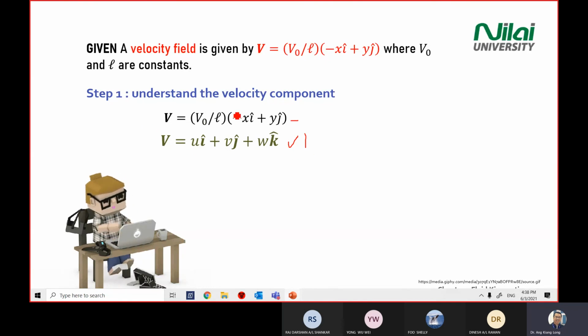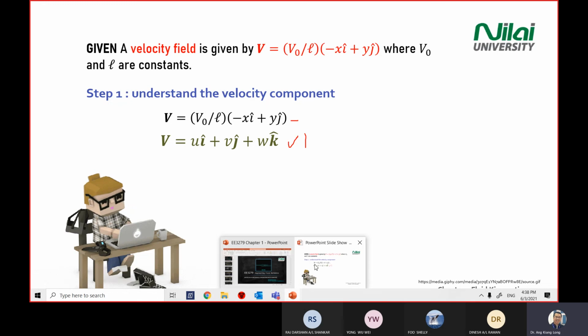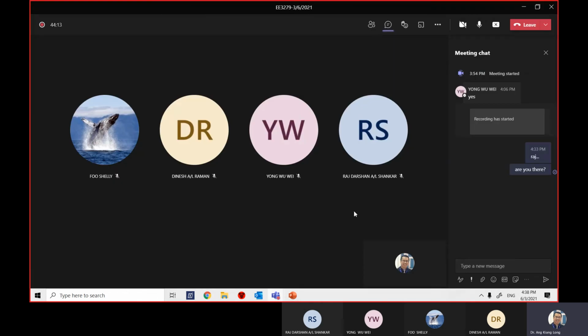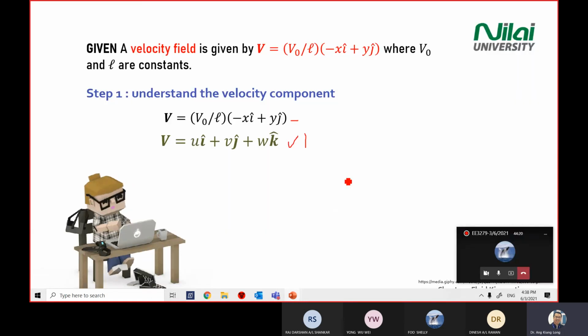So by comparing with the question on the screen, I'm going to ask a question again. Let me check. Okay, Raj, your mic is working now? Yes, sir. Okay, Raj, you look at the screen here. Can you tell me what is the U? What is the U value in this case? What is U? U equals what?